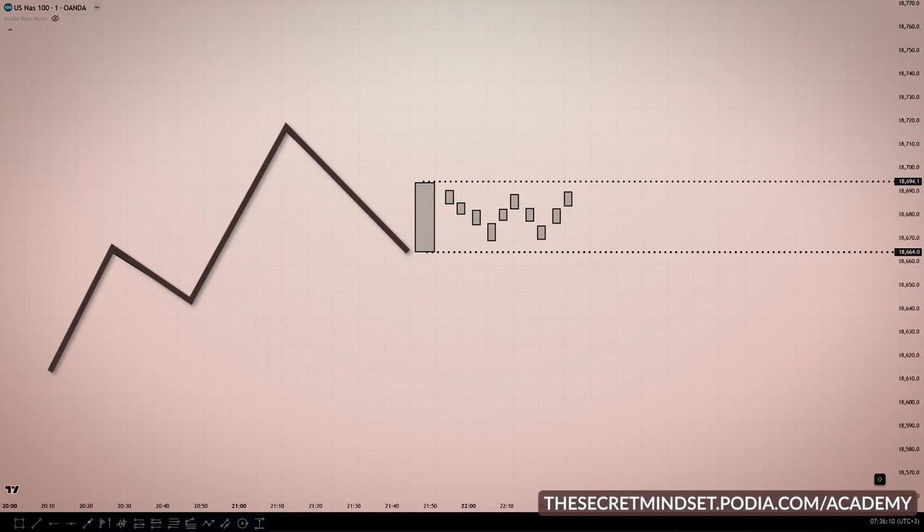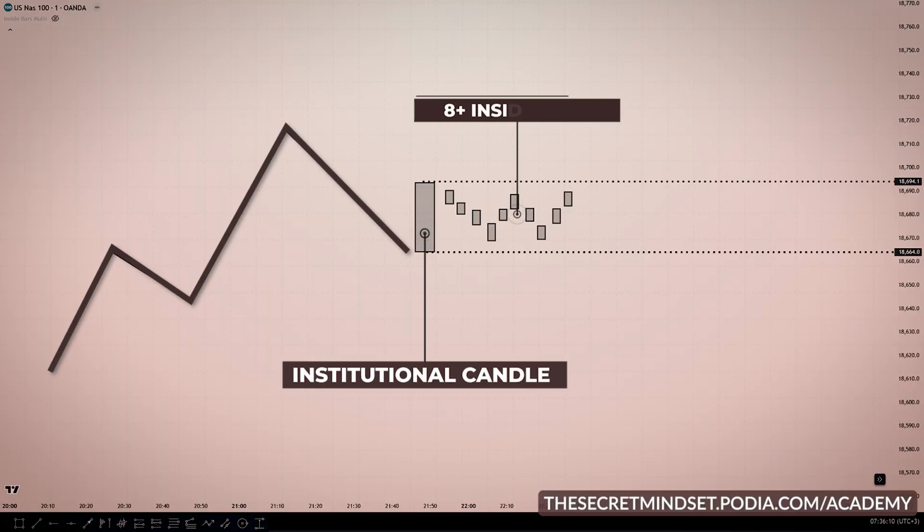The first setup focuses on a specific pattern, an institutional candle, followed by at least 8 inside bars, ideally 10 small candles, forming a tight channel. The trade is triggered when the price breaks out of this channel range.